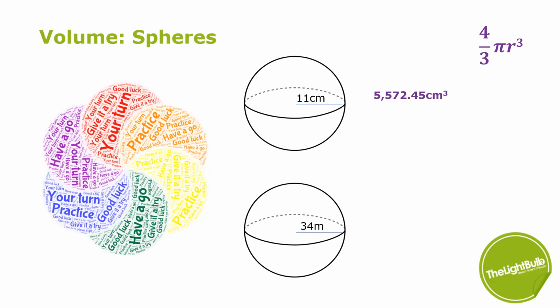Okay, so this time 4 divided by 3 times 3.14 times 34 times 34 times 34 gives you an answer of 164,552.747 meters cubed. Try saying that with one breath.